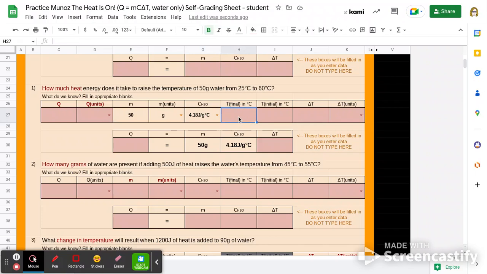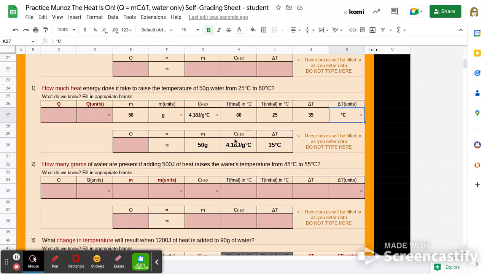And then you're going to do your delta T. The final temperature is 60, so you're going to type that in. The starting temperature is 25, so you'll type that in. Delta T, you are going to solve that. 60 minus 25 is 35. Then you are going to choose the unit for delta T, and it's degrees C. Maybe as you go along, you'll have 2 different options. I'm not really sure, but that one you only have 1.